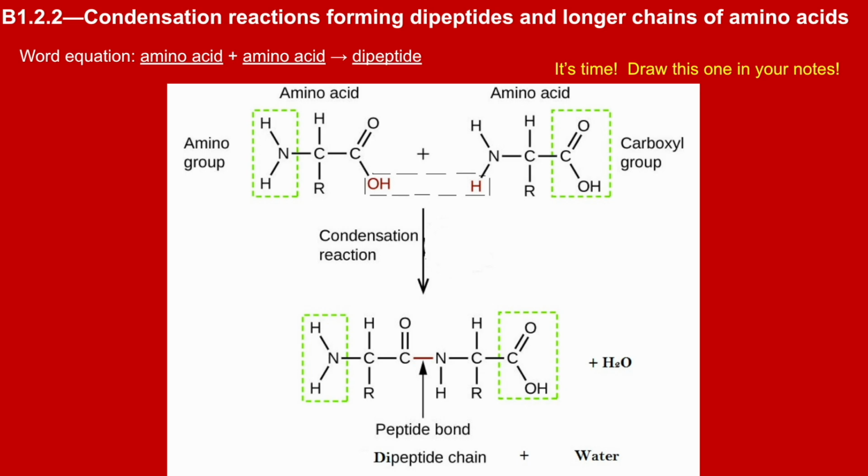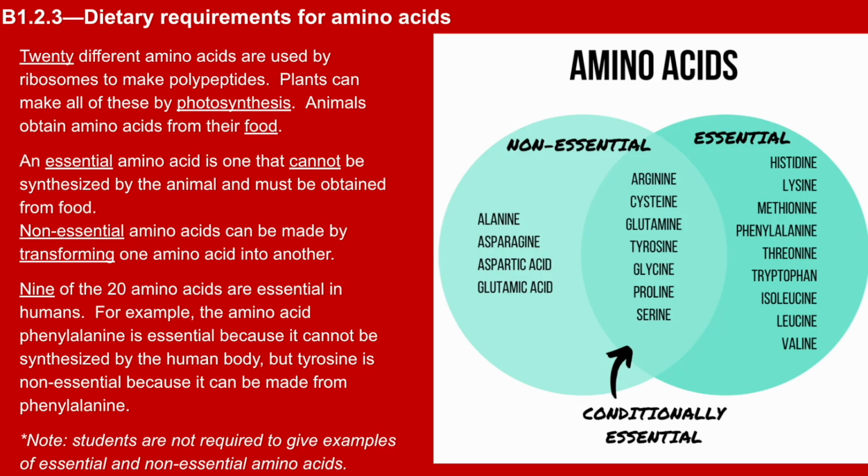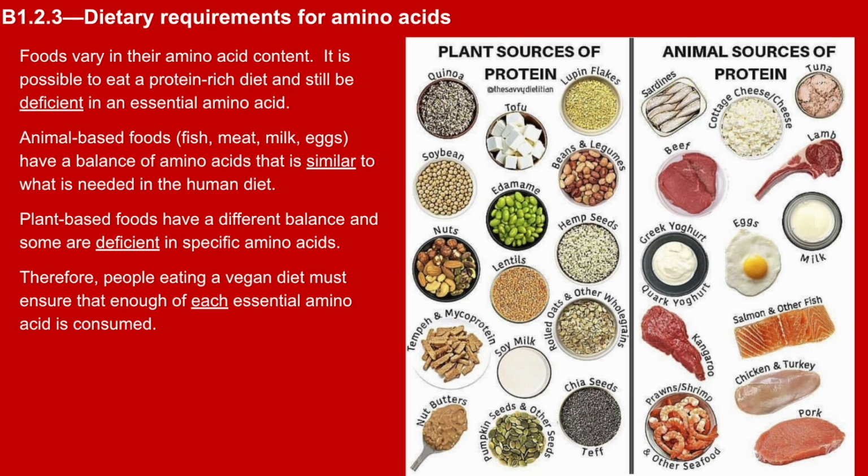So here is just another way of taking a look at a dipeptide. Now, of the 20 amino acids, 9 of them are considered essential. Essential amino acids cannot be synthesized by the animal and must be obtained directly from food. Non-essential amino acids, the other 11, can be made by transforming one amino acid into another. So it's going to be important that you are getting all 9 of your essential amino acids and having a variety of amino acids in your diet.